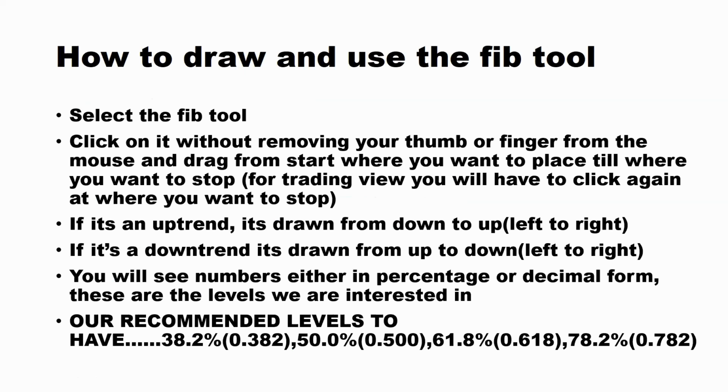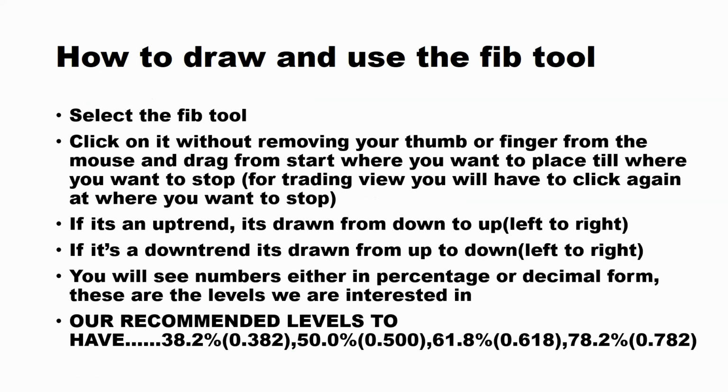Now let's go through the points that I've put across for you. This is just the write-up, but I've already explained everything. Select the fib tool, then click without removing your thumb and drag it from the start to the stop. I've explained what it means for the impulsive move to start and then end.